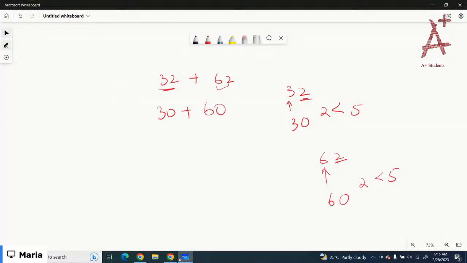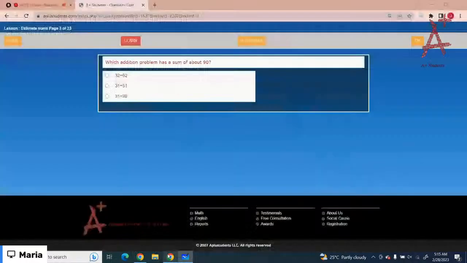Got it? So 30 plus 60 makes 90. That means option number 1 is the correct one. You don't need to check the other options. That is the option that makes 90. Got it? Option number 1 is the correct option.